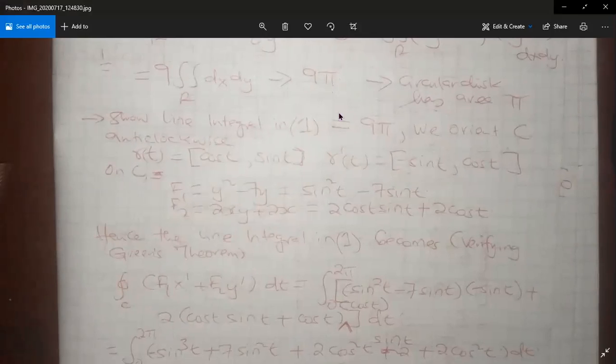So after that, we have found the 9 pi. So you come and show that the line integral, that is C, the circle, we are going to orient it in the anti-clockwise direction, just like we said in example 1. And we know the inequalities, because you can see here it is x squared plus y squared.